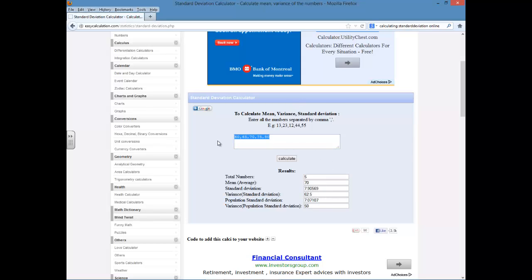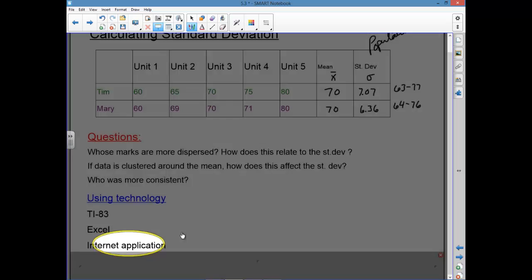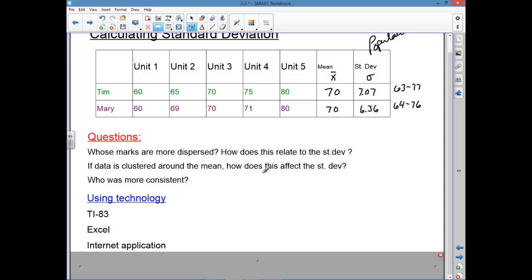Now if I just try that for Mary's scores, 60, 69, 70, 71, and 80. And calculate. Again, I get the same population standard deviation that I had for Mary. And this little program here also gives me the total number of scores I had and the mean. Okay, so that's calculating standard deviation for each of the test scores.